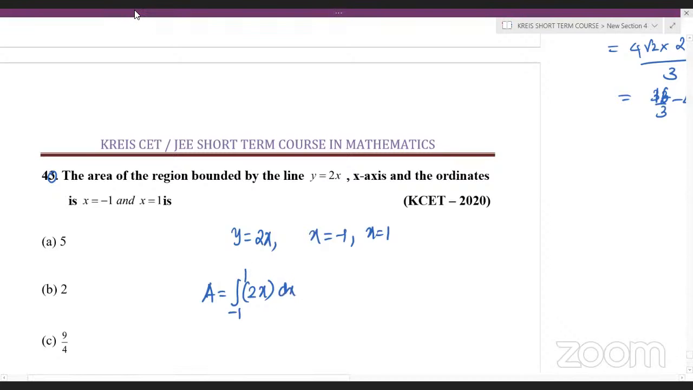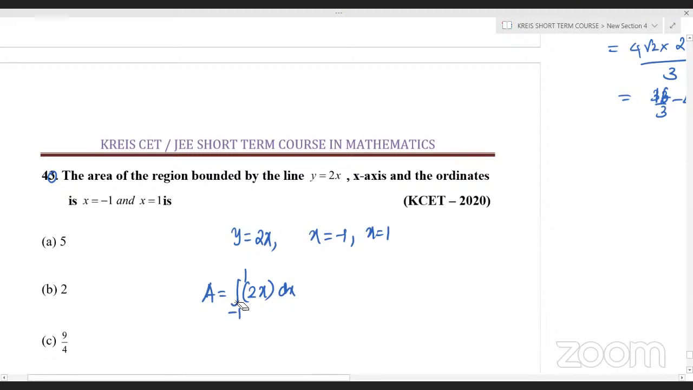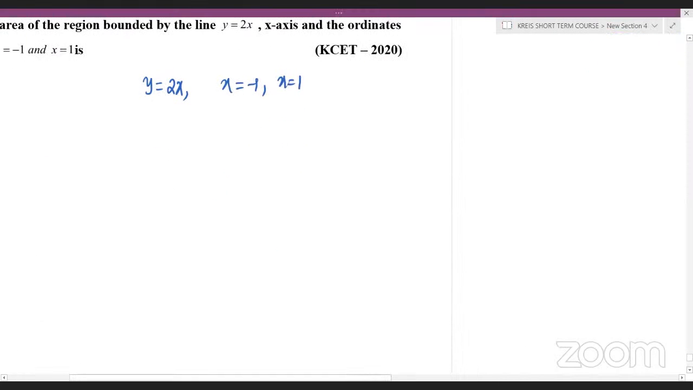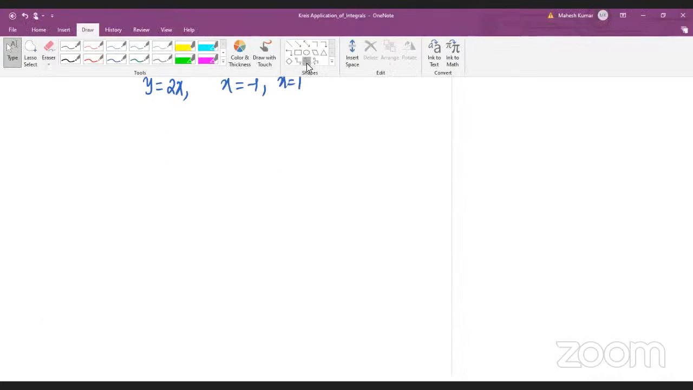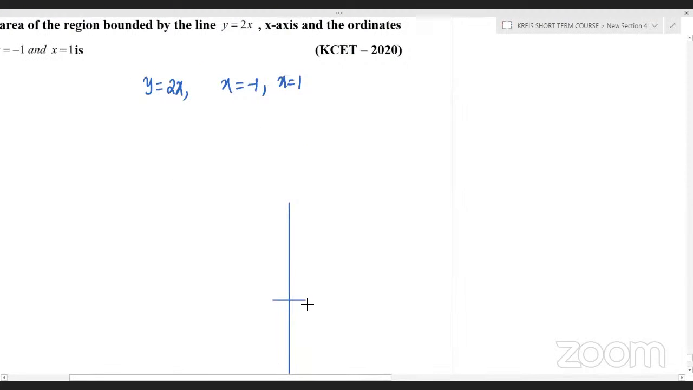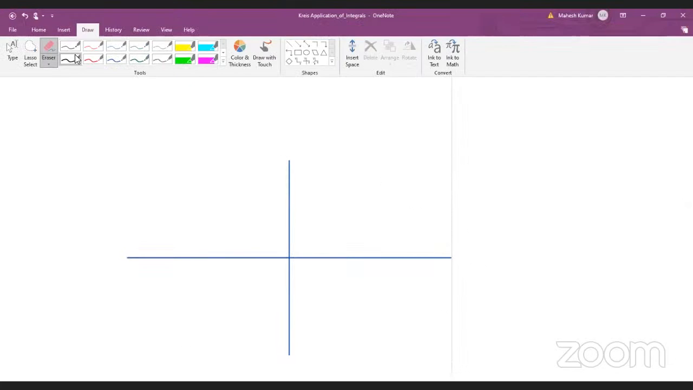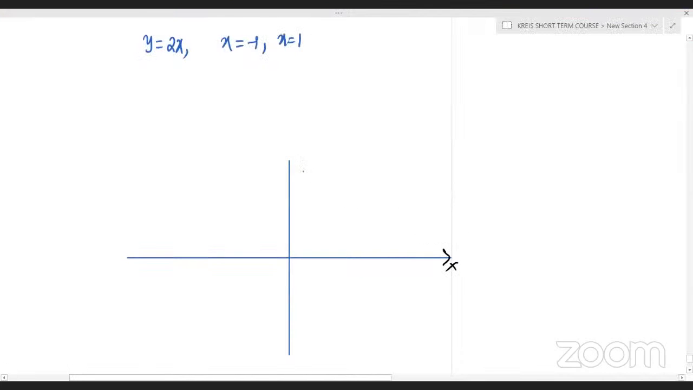So you can't directly evaluate the area like this because x is negative. So the area may lie below the x-axis. Therefore, the area results with a negative sign. You cannot add both the terms. So let us have the diagram for this one. Now the x-axis, negative x-axis, y-axis, and negative y-axis.